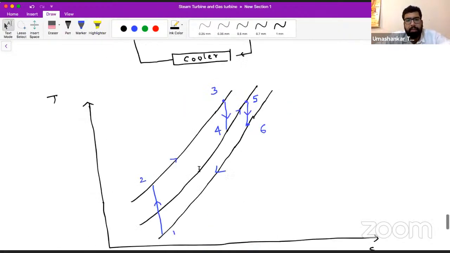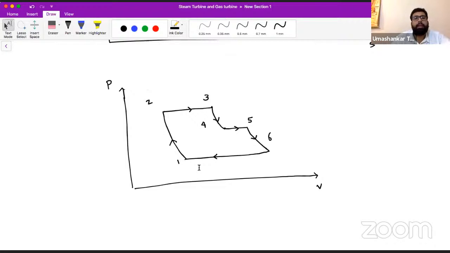With the reheating, our turbine work increases. So let's just compare it with our Brayton cycle in which no reheating is there. So directly we are expanding from 3 to this 4 dash point. Okay. Ideal cycle is this one, 1, 2, 3, 4 dash, 1.